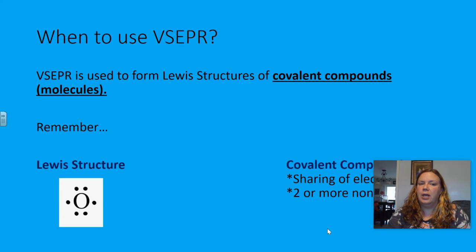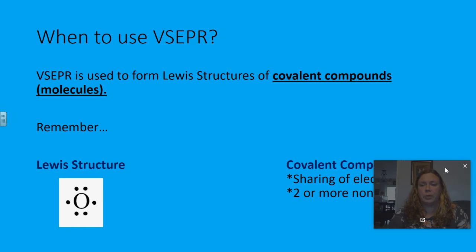So here we go. First off, when to use VSEPR? VSEPR we use to form Lewis structures of covalent compounds. It's really important. Covalent compounds are those made of two nonmetals or more.